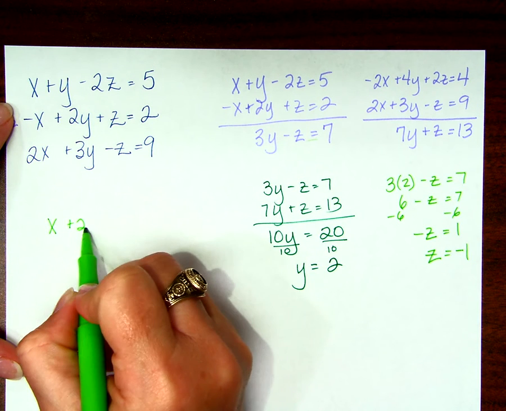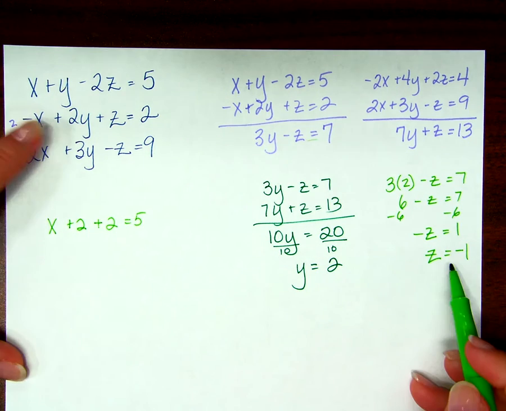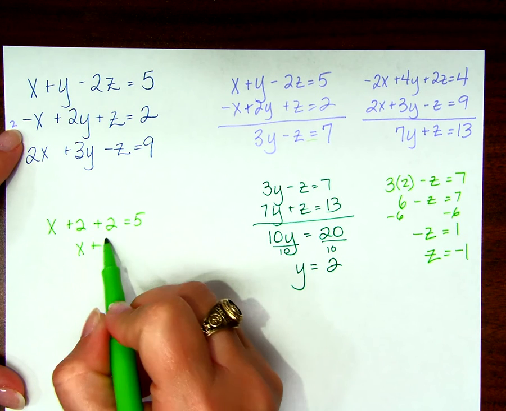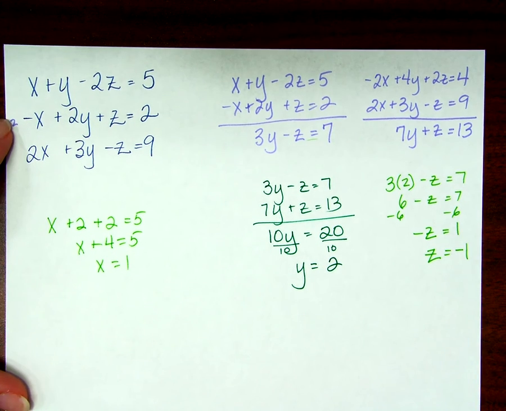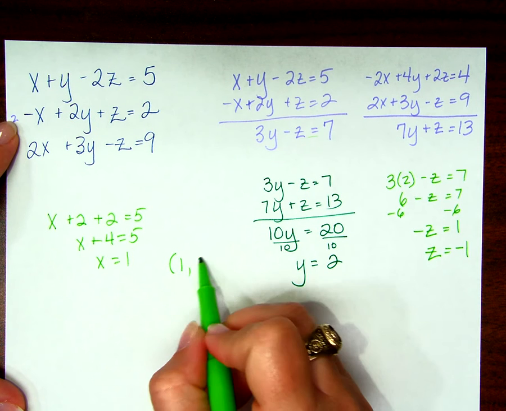X plus 2 equals 5. Is it okay that I did that in my head? Okay. So x plus 4 equals 5. So x equals 1. And what do we think our answer is? 1, 2, negative 1.